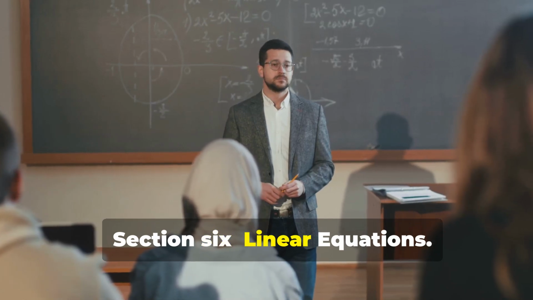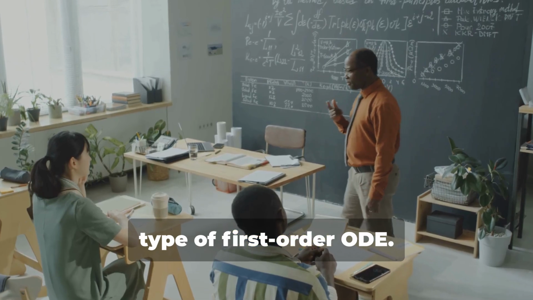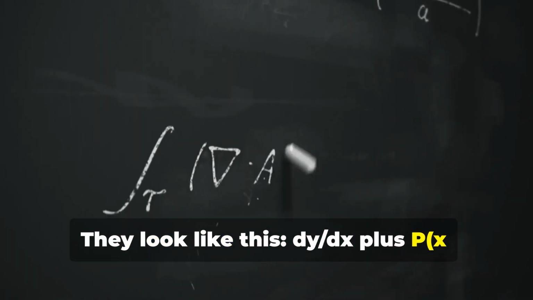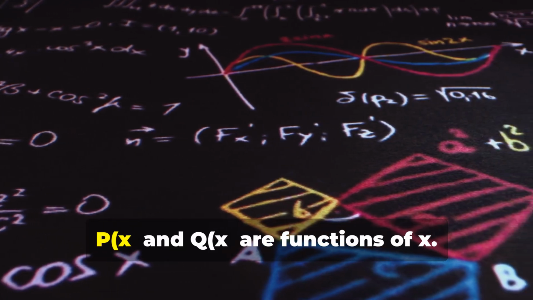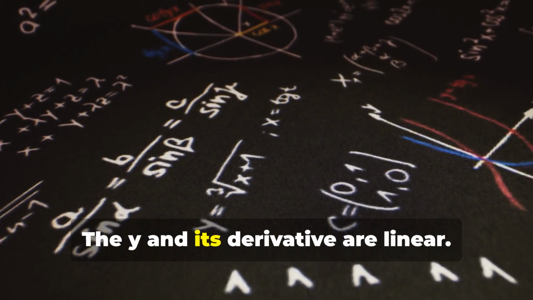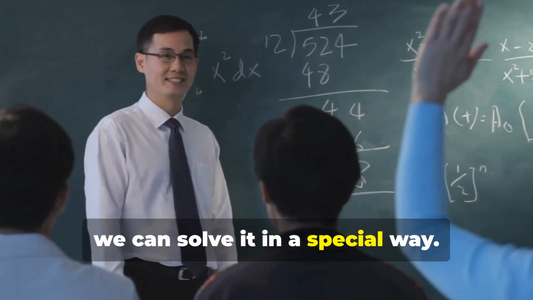Section 6. Linear equations. Linear equations are another important type of first-order ODE. They look like this: dy/dx + p(x)y = q(x). Here, p(x) and q(x) are functions of x. The y and its derivative are linear.